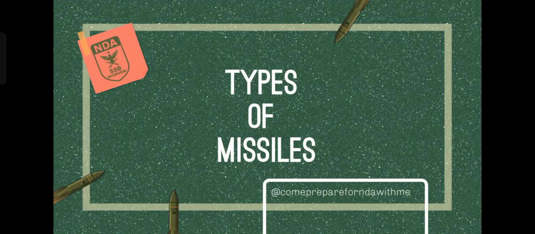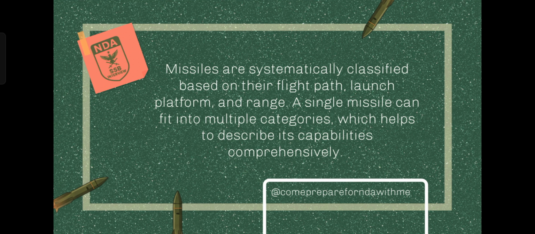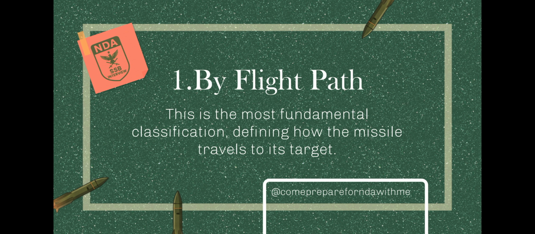Hello everyone, let's look at different types of missiles. First of all, missiles are systematically classified based on their flight path, launch platform, range, and speed as well. A single missile can fit into multiple categories, which helps to describe its capabilities comprehensively.